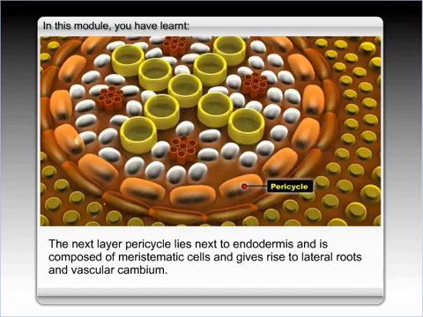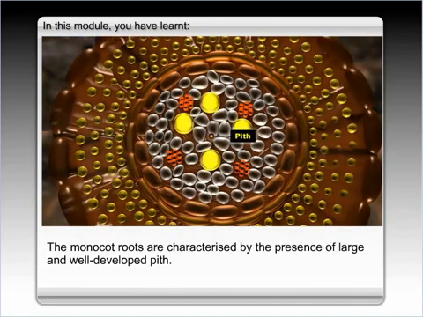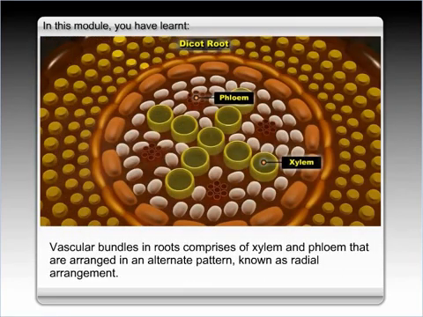The next layer, pericycle, lies next to endodermis and is composed of meristematic cells and gives rise to lateral roots and vascular cambium. The monocot roots are characterized by the presence of large and well-developed pith. Vascular bundles in roots comprise xylem and phloem that are arranged in an alternate pattern known as radial arrangement.